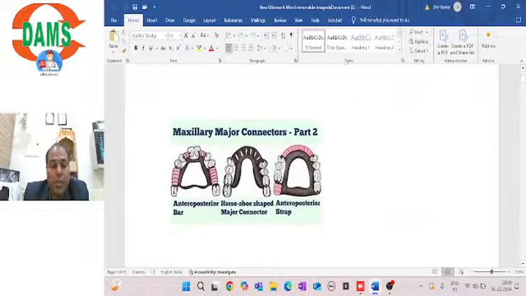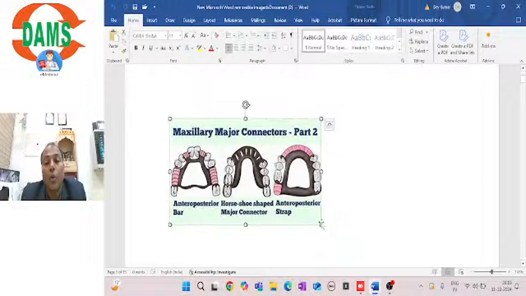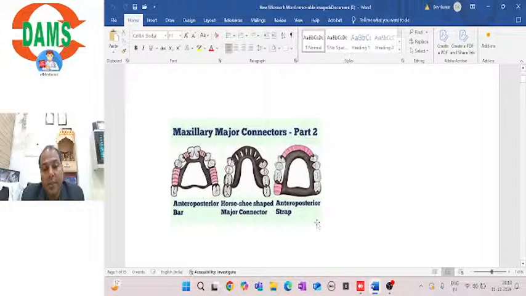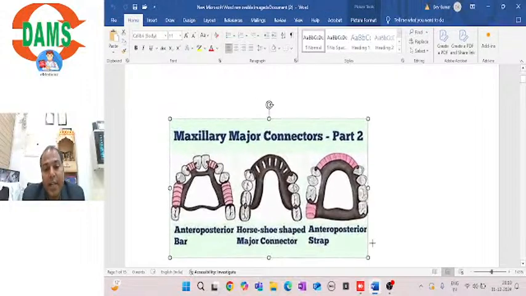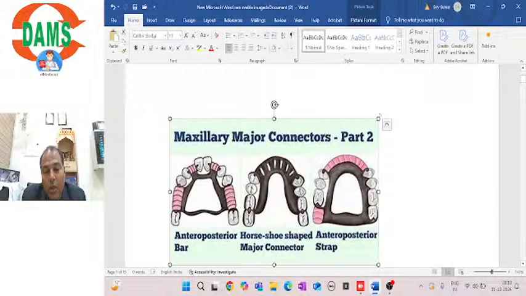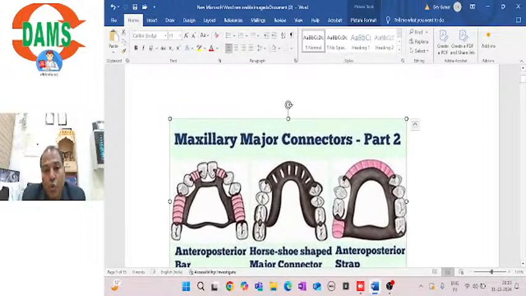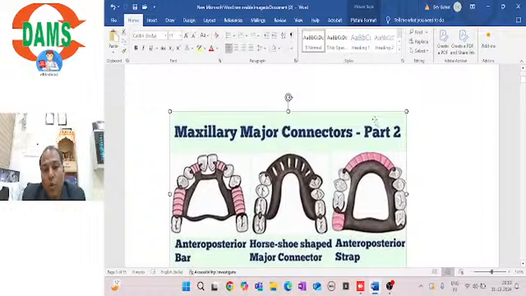Next, just observe the major connectors so that you have a picture memory. The first major connector that you are seeing is an anterior posterior palatal bar. Second is a U-shaped or open horseshoe shaped maxillary major connector. And third, you are seeing the anterior posterior strap or the closed horseshoe shaped maxillary major connector, right?